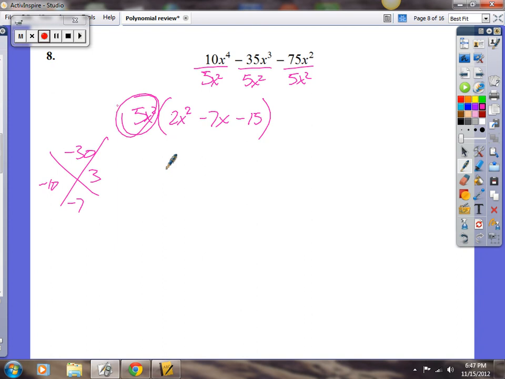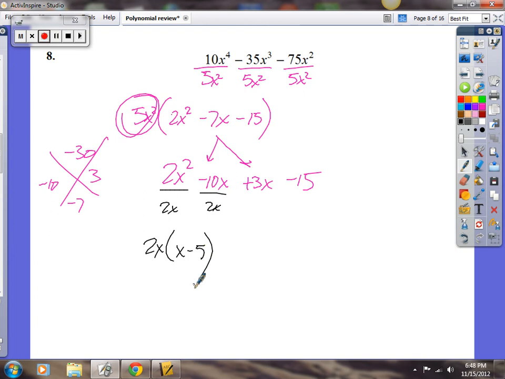So I'm going to copy and paste the trinomial 2x squared, but in place of that 7x I am going to write a negative 10x and a plus 3x and a minus 15. Okay, now let's group them. I'm going to group just the first two together, and I'm going to divide them both by 2x. So you rewrite this as a times problem. It's going to be 2x times x minus 5. And if you group the second two, 3x and minus 15, divide them both by 3. So it's going to be 3 times x minus 5.